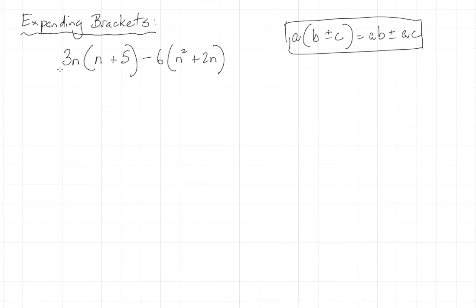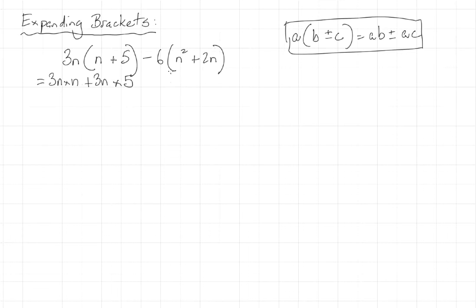We're going to apply this twice. We're going to apply it with the first set of brackets there, and then we're going to apply it in the second set of brackets. So the first set of brackets is fairly straightforward. 3n times n. The plus comes down, and then we do 3n times 5. Okay, so that's fairly straightforward.